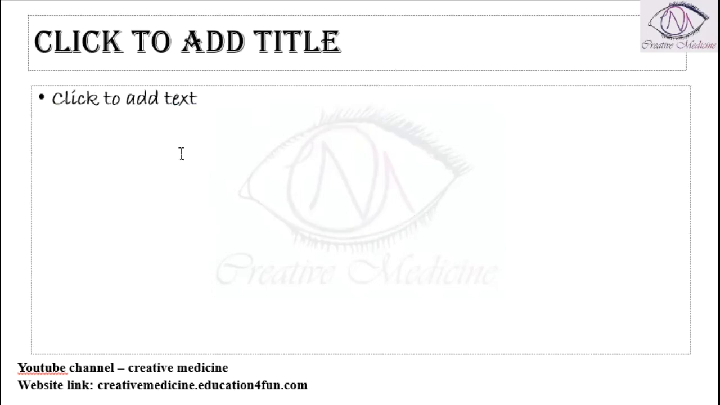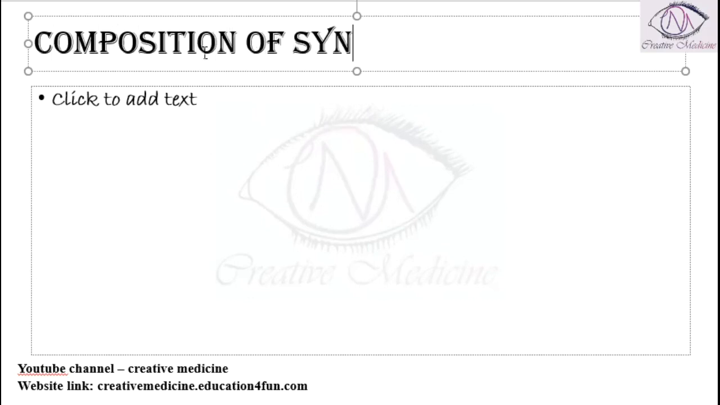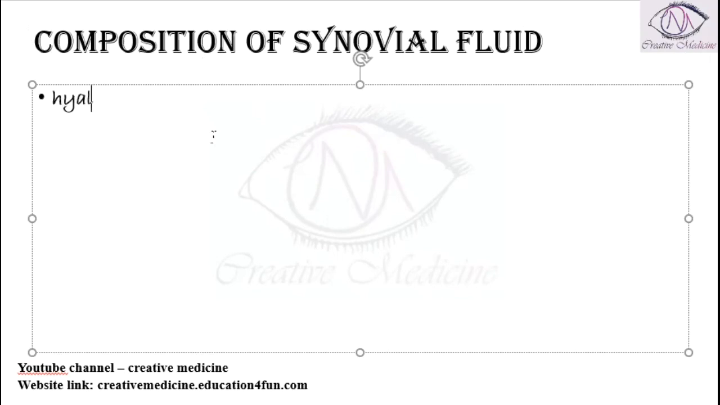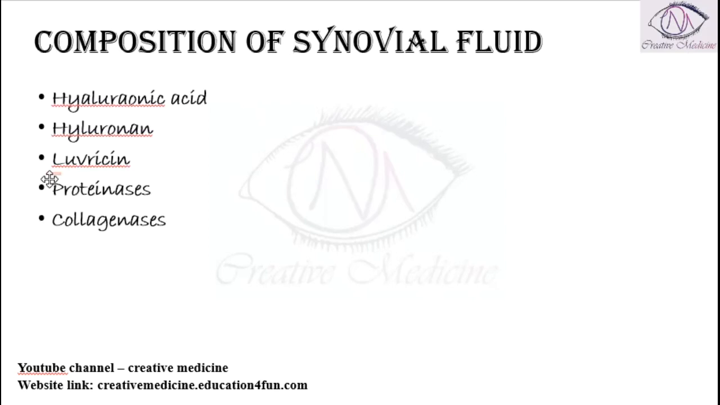What is the composition of the synovial fluid? It is made up of hyaluronic acid, or hyaluronan, and lubricant. Then proteinases are present in the synovial fluid, along with collagenases. Among all of these, hyaluronan is very important.